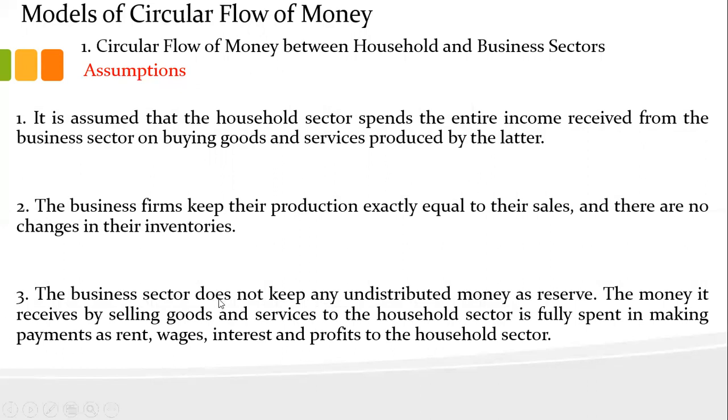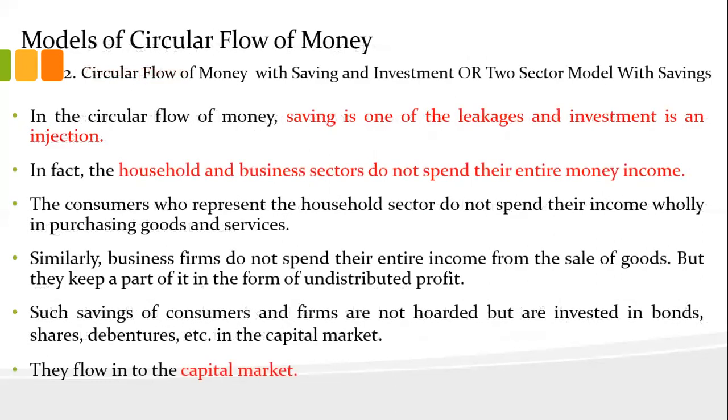The business sector does not keep any undistributed money as reserve. The money it received by selling goods and services to the household sector is fully spent in making payments as rent, wages, interest, and profit. So whatever money they are earning, they are distributing that money to the household sector. So these are the assumptions of the circular flow of money between household and business, or two sector economy.